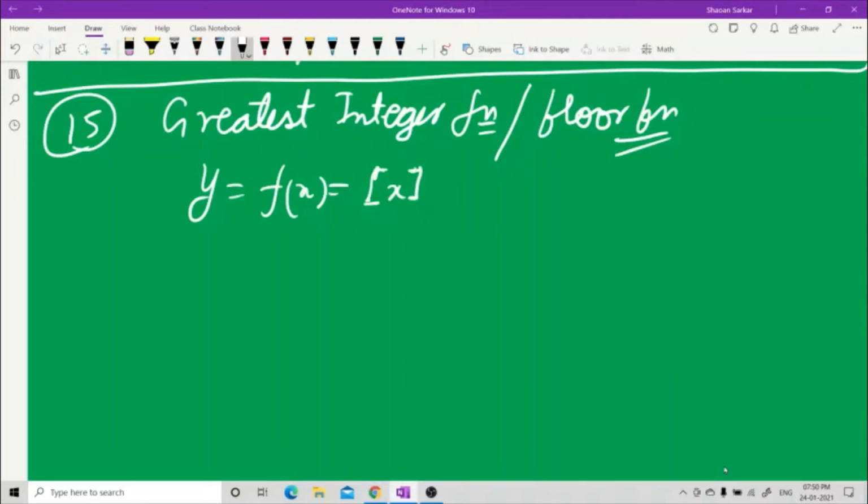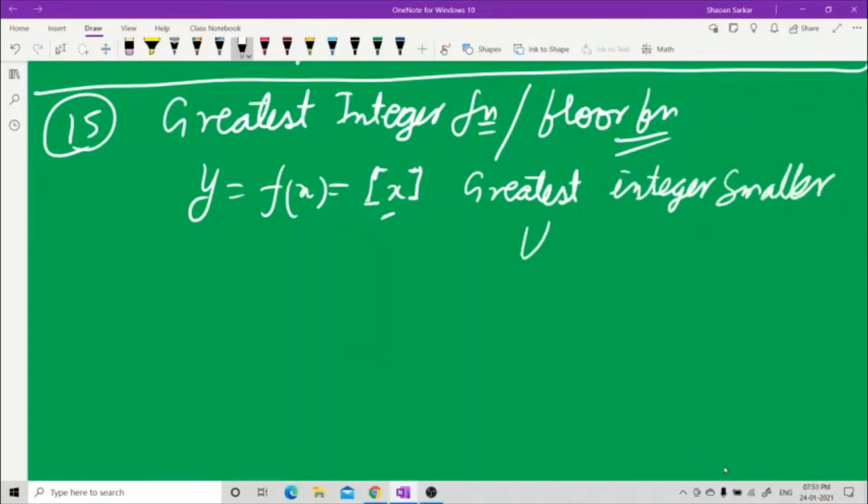That means you have to select an integer which is the greatest integer smaller than x. Greatest integer smaller than this x I'm talking about.